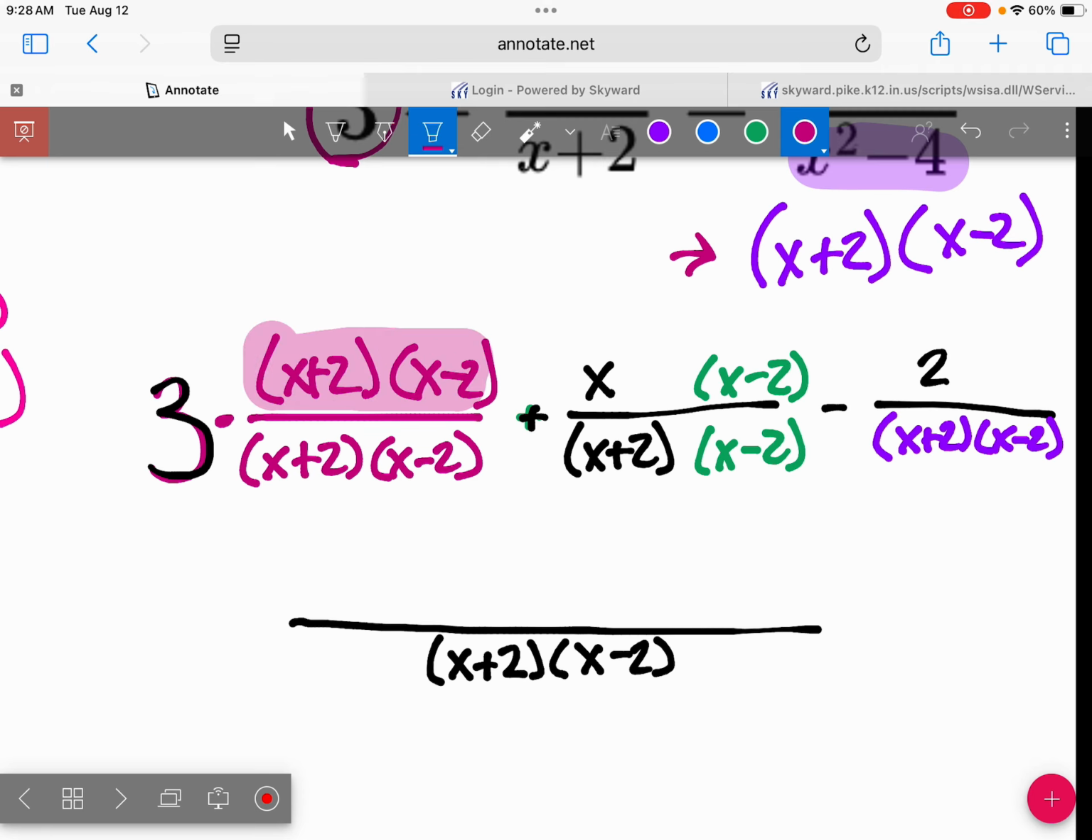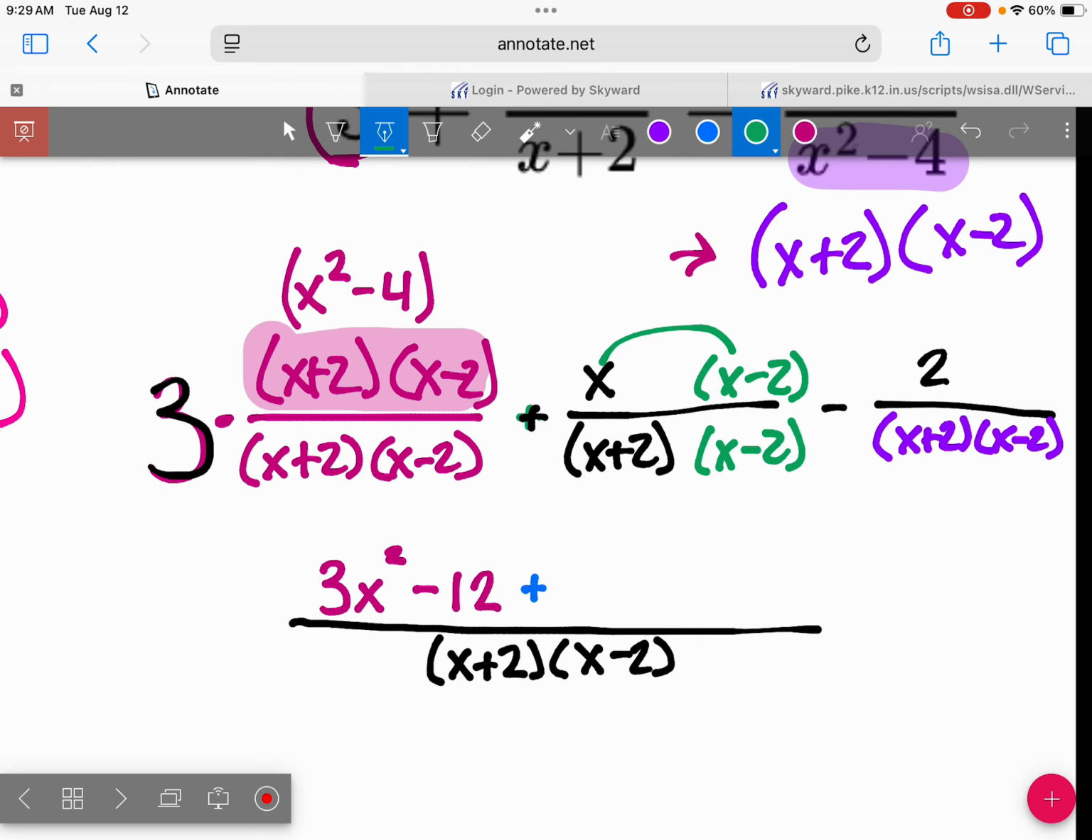I was gonna say, remember that we factored that from our x squared minus 4. Means the same thing, right? Because we're multiplying it by 3. So we're gonna have 3x squared. 3 times minus 4 gives us minus 12. Then we're gonna add these guys, x times x, and x times minus 2, which is a minus 2x.